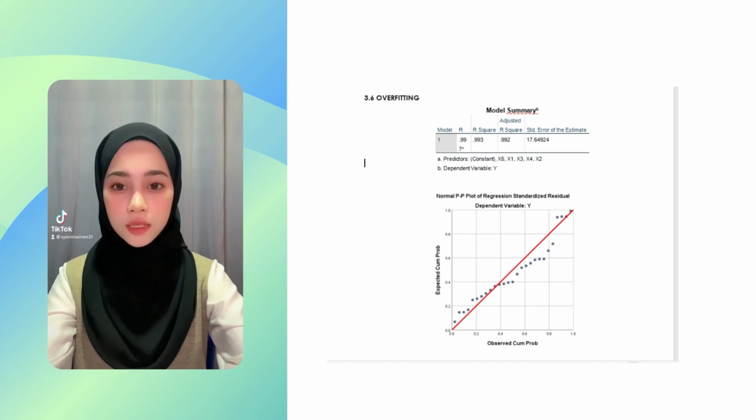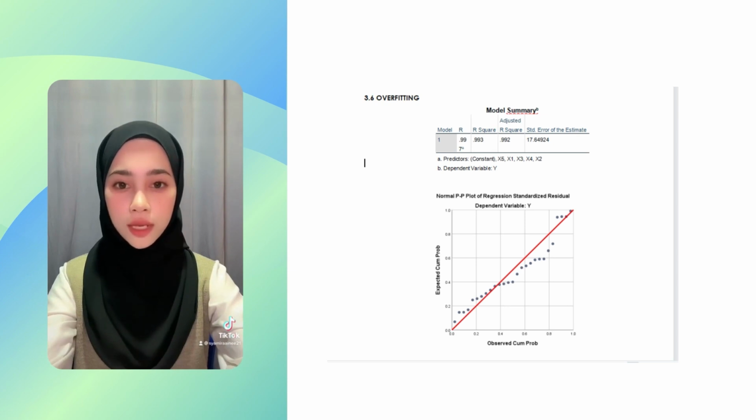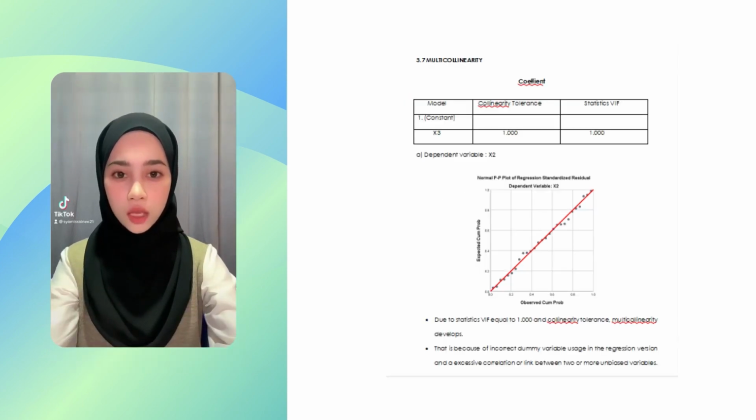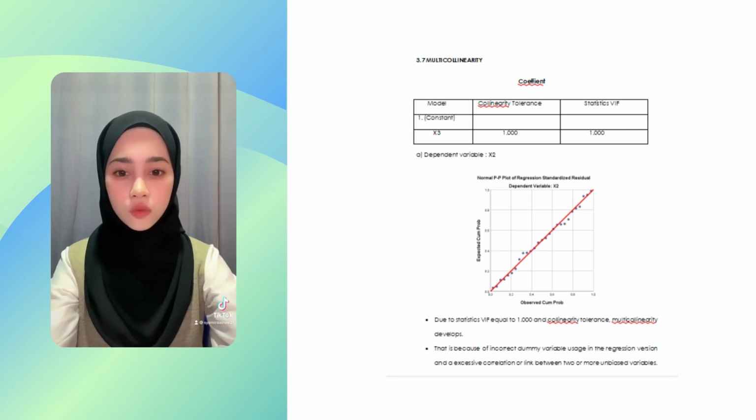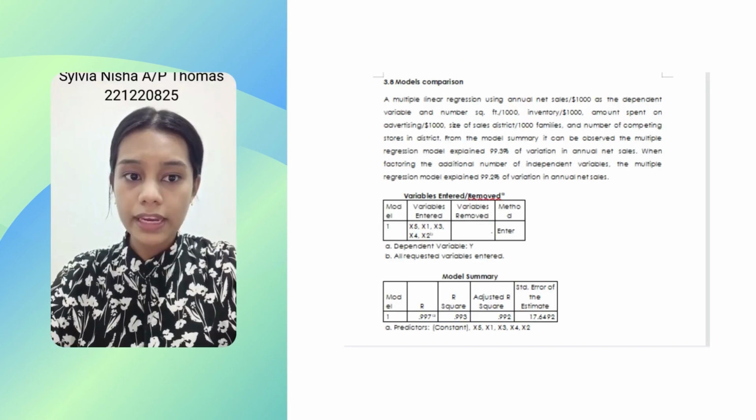This model overfits since its estimated standard error is 17.649, less than the R-square change of 0.993. Due to the statistic VIF equal to 1.000 and collinearity tolerance, multicollinearity develops. This is because of incorrect dummy variable usage in the regression model and an excessive correlation between two or more ambiguous variables.